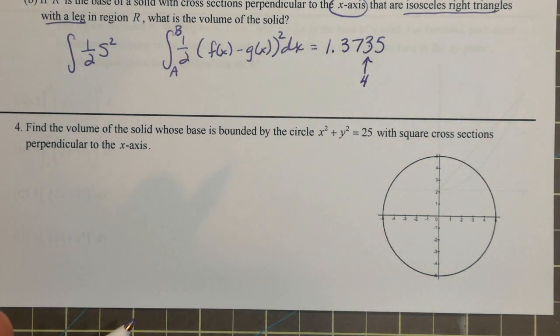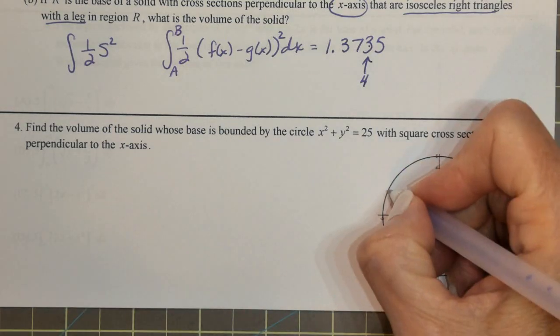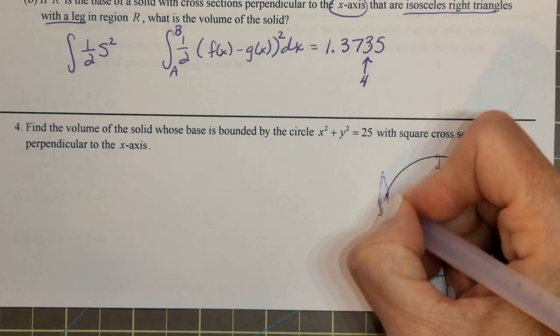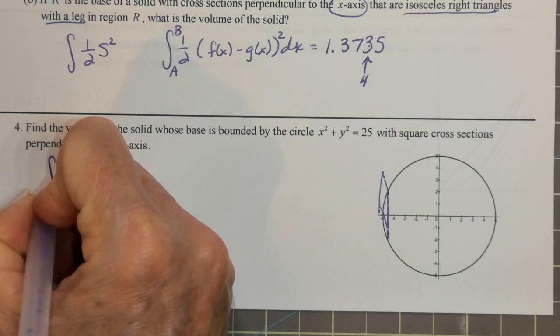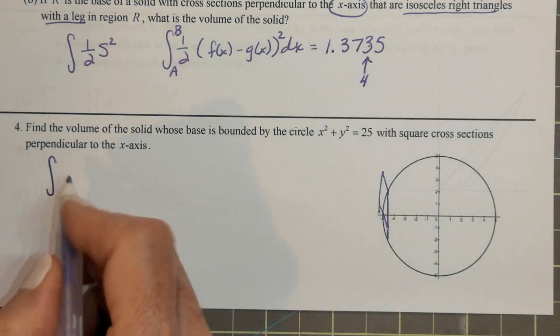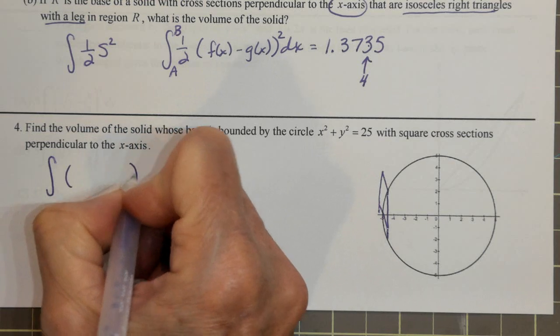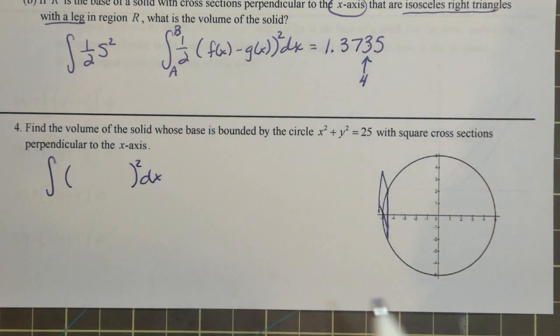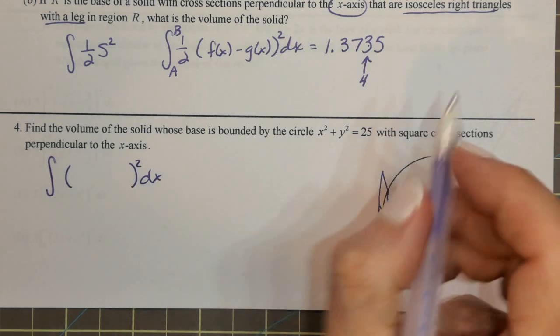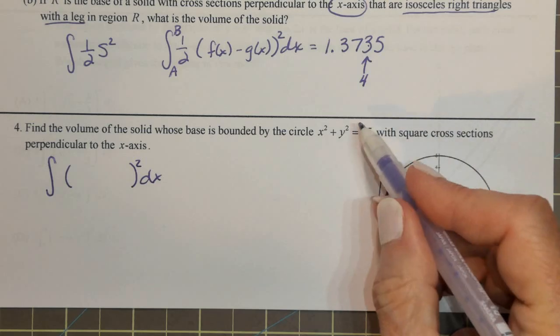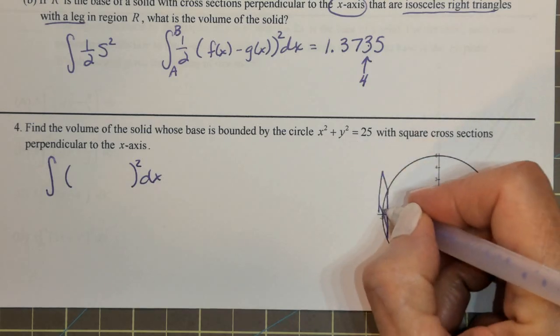Okay. Let's find the volume of the solid whose base is bounded by this circle with square cross sections perpendicular to the x-axis. Square cross sections. Okay? So, I know what I'm dealing with here. Square cross sections, it has a 1 coefficient and then just s squared. Top minus bottom squared. But, what is on top? What is on the bottom? This entire curve is this equation. What is just the top curve?